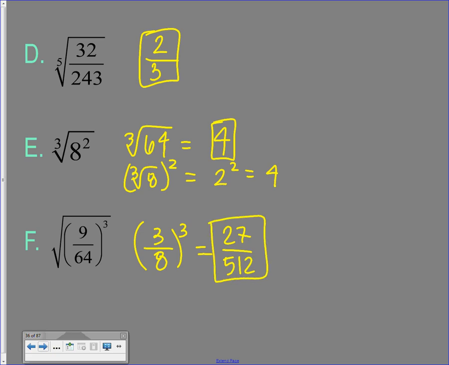Usually it's easier to take the root first, because if I did 9 to the third and then 64 to the third, it's going to get pretty big before I need to take the square root. So that's why I did the root first. And again, remember, if there's nothing written there, then it's going to always be a 2.